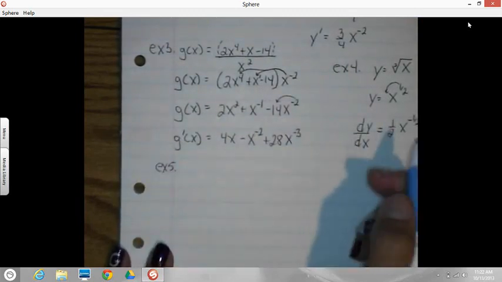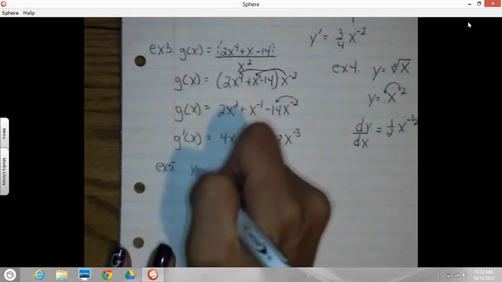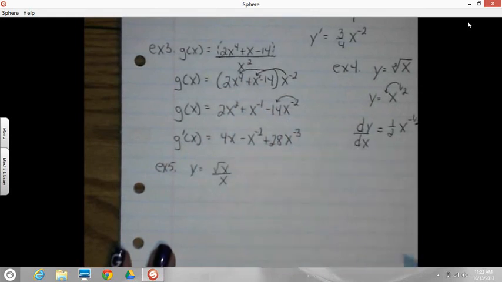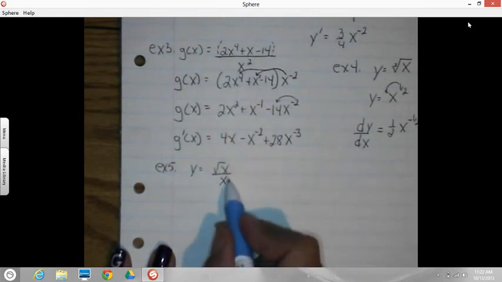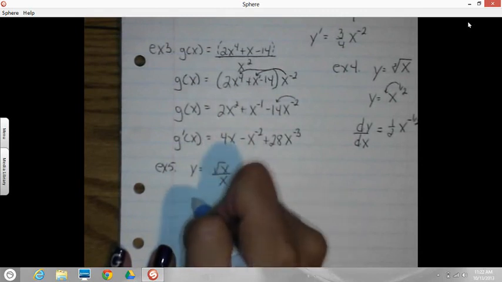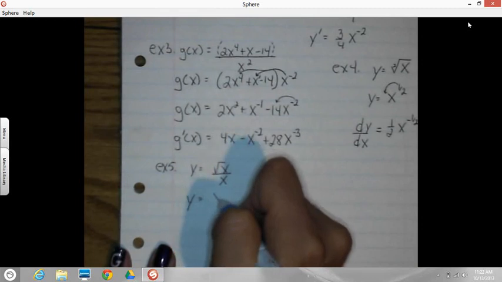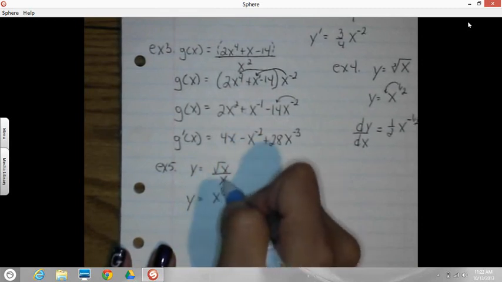Number 5, y equals square root of x over x. Again, good idea to simplify first because we can't actually do the derivative with the x down here in the bottom. So I'm going to rewrite both of them. Rewrite this one with a fractional exponent. Bring this one up with a negative exponent.